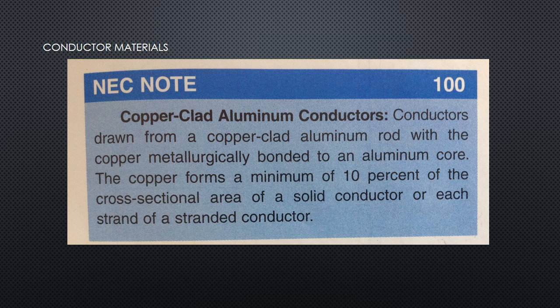Quick note from the NEC, article 100, copper-clad aluminum conductors: conductors drawn from a copper-clad aluminum rod with the copper metallurgically bonded to an aluminum core. The copper forms a minimum of 10% of the cross-sectional area of a solid conductor or each strand of a stranded conductor. Again, the chapter that dedicates itself to definitions of each electrical term is in article 100 of the NEC, or chapter 1.